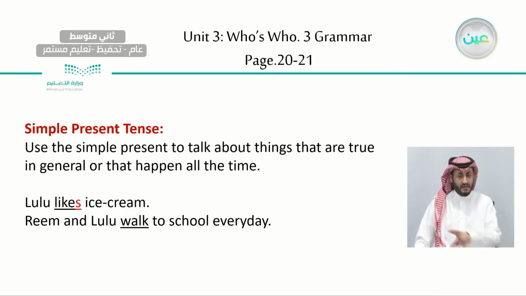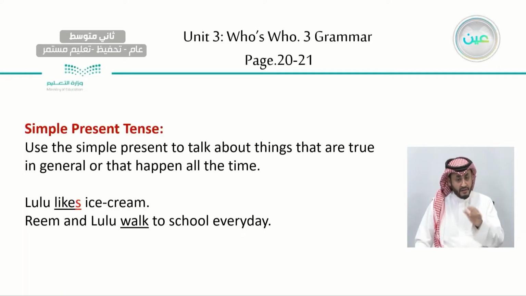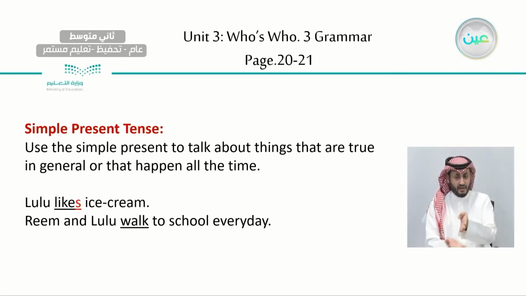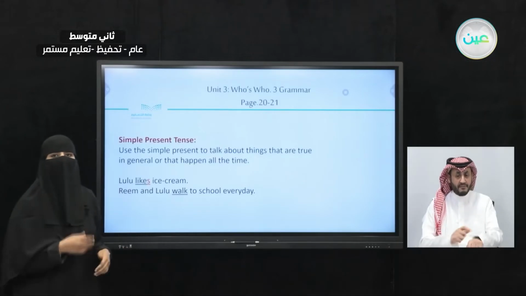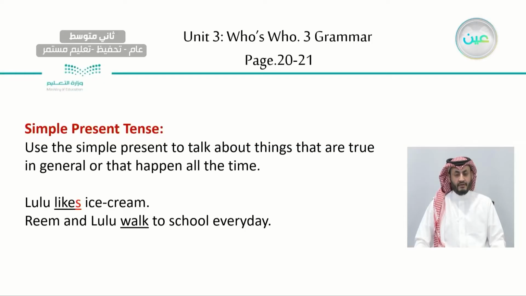Like these examples, Lulu likes ice cream. So in general, Lulu likes to eat ice cream. Here we have Reem and Lulu walk to school every day. So in the first one here, it's a general thing. Lulu likes ice cream. But what about the second sentence? Reem and Lulu walk to school every day. This is something that happens all the time. They walk to school every day. Now, we want to see why did we write S here and we didn't write S in the next verb?